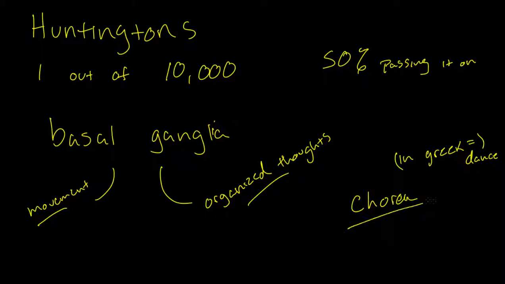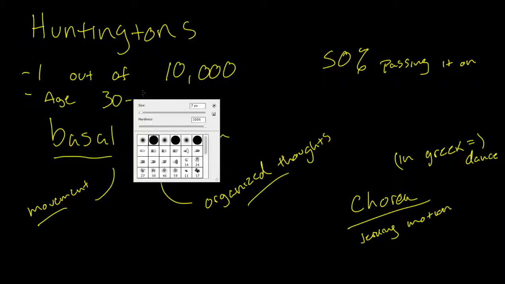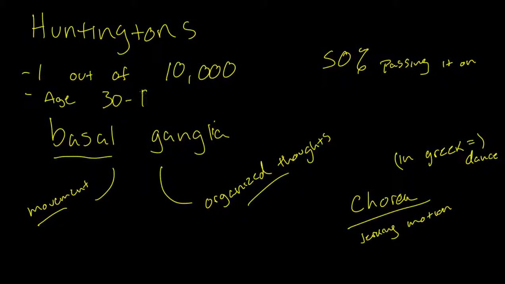And this is the jerking motion that you see either in movies or with actual Huntington's patients. It's uncontrollable twitching and movements of the body, and that is all from deterioration of the basal ganglia. It's mostly seen in people ages 30 to 50 generally. There is adolescent Huntington's, but generally age 30 to 50, and it takes 10 to 20 years to run its course.